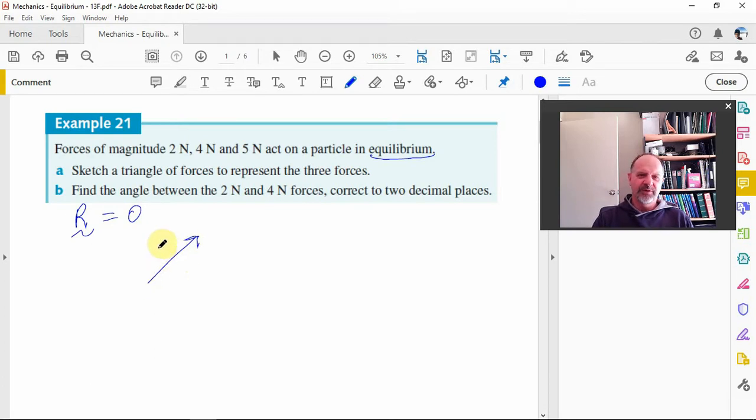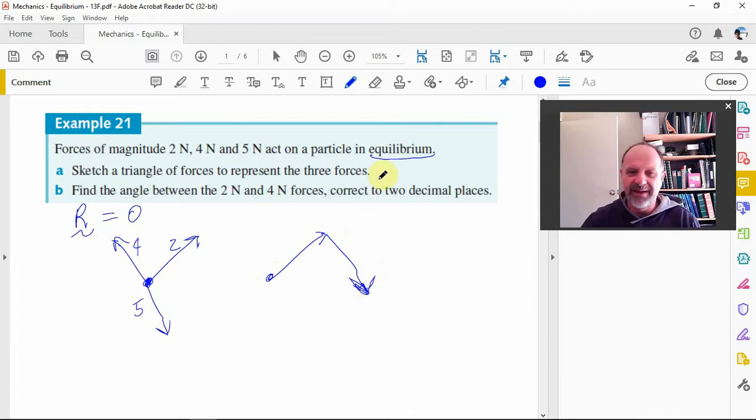I'll do it. So if we sketch the triangle, what it means is we've got these forces here like so, and the angles don't matter, but say that's 2, that's 4 and that's 5. Then this particle that they're acting on doesn't move. So when we put them head to tail, if it's at equilibrium and the resultant is zero, wherever we started from, we end up at that same spot. It's bad looking.